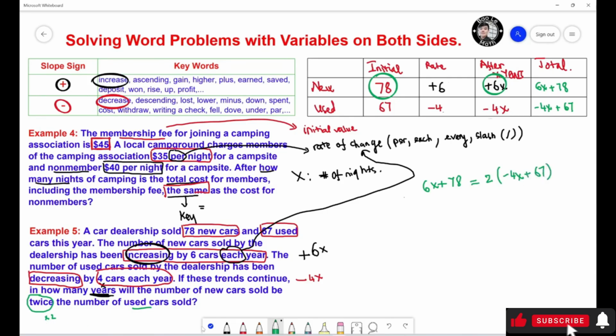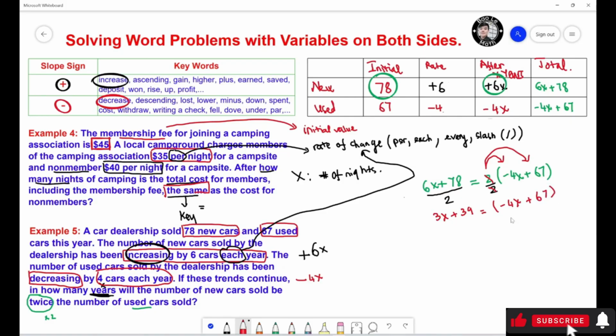In order to solve this one, I know that you guys will distribute this, but I'm not going to do it that way. Look at the 2 right here. This guy is divisible by 2, this guy is divisible by 2. So I'm going to do a faster way. I divide both sides by 2, it helps me do this quickly. So 6 divided by 2, I have 3S. 78 divided by 2 is going to be plus 39. The 2 and 2 cancel out. I only have negative 4S plus 67.